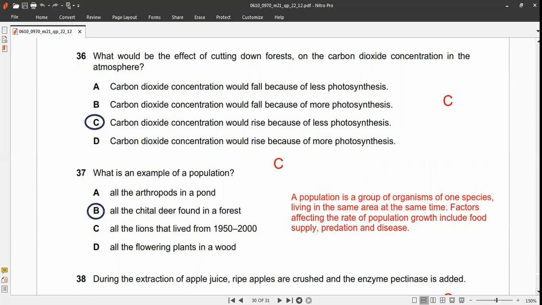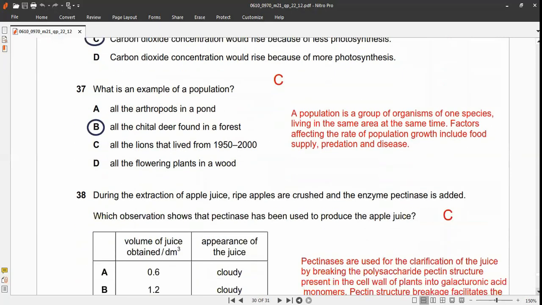What is an example of a population? A population is a group of organisms of one species living in the same area at the same time. Factors affecting the rate of population growth include food supply, predation, and disease. So here, yes, the correct answer is B, the cheetah deer found in the forest, because it's a group of organisms of one species in the same area.